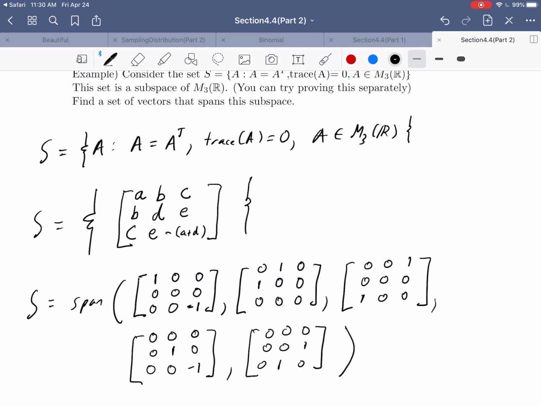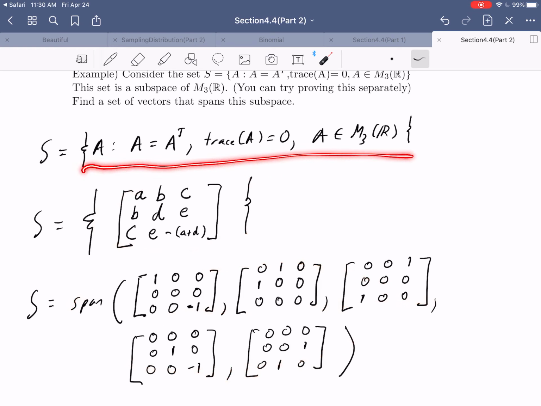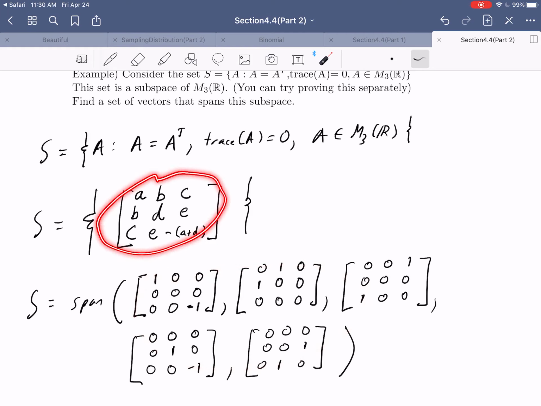So these 5 matrices, their span will be all of the things that look like this, which is the same as the set S. Now you might be asking yourself, why do we let each thing be 1 and everything else be 0? Because it's a very easy way to make sure that this span is this. If I want to build something that looks like this, all I need to do is A times this guy, B times this guy, C times this guy, D times this guy, and E times this guy, and then just add them all up.